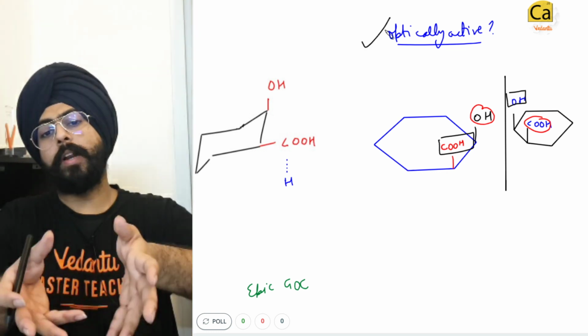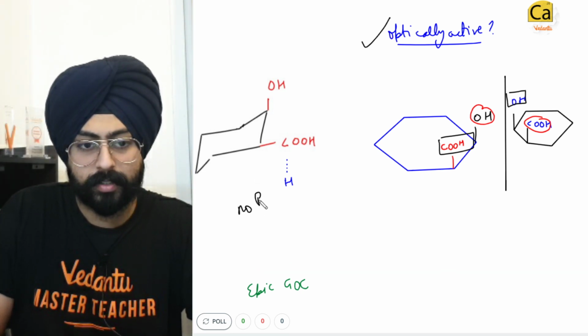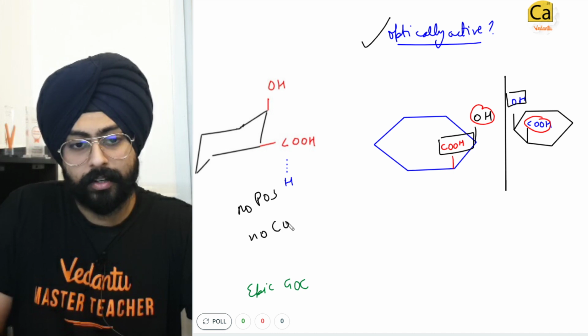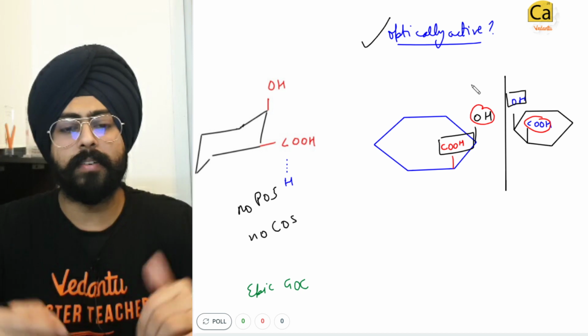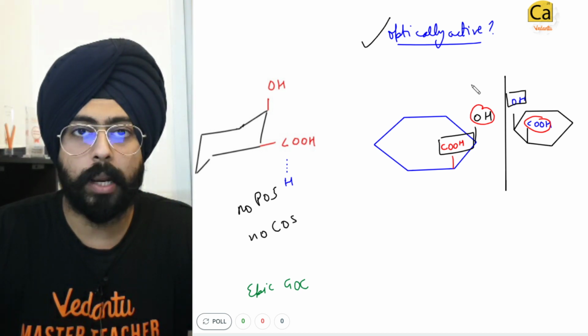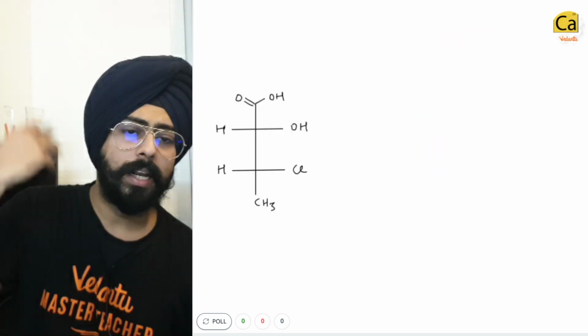Fine. So you could have thought about plane of symmetry, center of symmetry. As you realize, this does not have any plane of symmetry. This does not have any center of symmetry. Pretty obvious. You can't draw a line anywhere that divides this compound into two equal halves. Okay. So no symmetric elements, hence it is optically active. Very beautiful. Let's go to the next question.